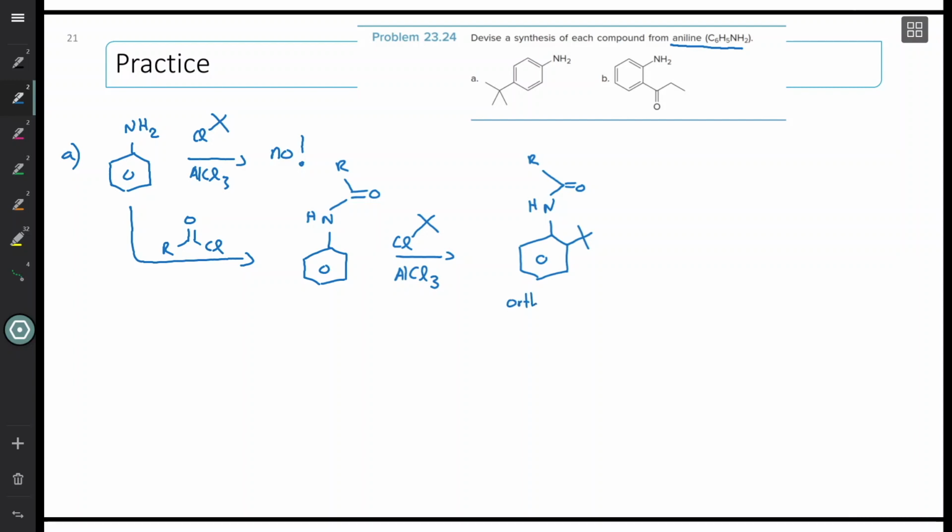But the ortho in this case, probably very minor, because of the sterics of that tert-butyl group, right? So this is a bulk of tert-butyl. So this will be minor, and then what we want will be our major.